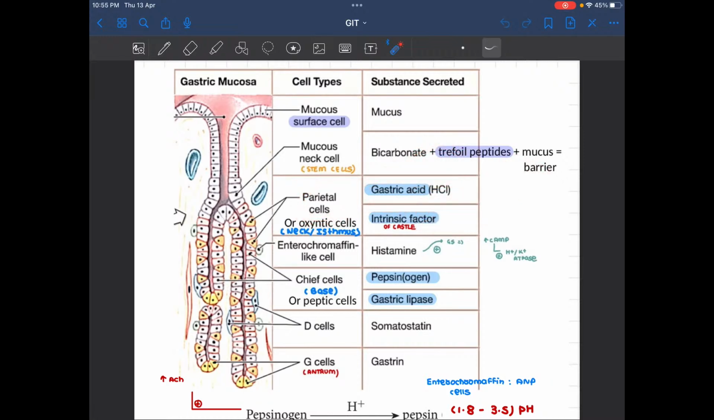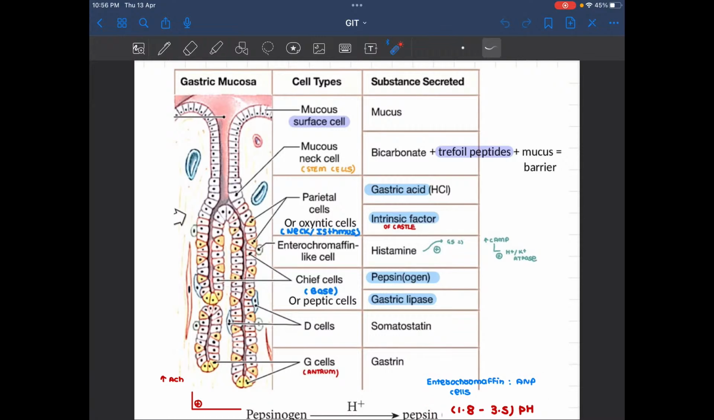Okay. Then we have two types of cells, rather confusing. We have enterochromaffin-like cells, or we can have enterochromaffin cells. Enterochromaffin-like cells secrete histamine. That's going to stimulate your acid secretion. We're going to see that cooperative synergism. Or we can have enterochromaffin cells which secrete ANP. That is your atrial natriuretic peptide. Okay? So be mindful of that.